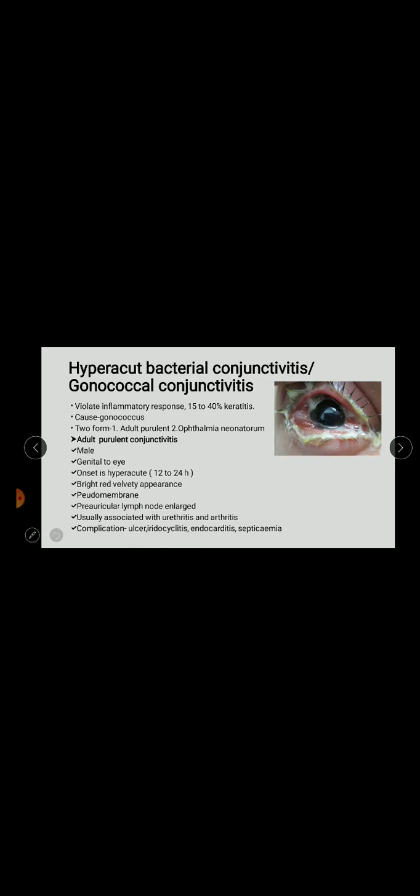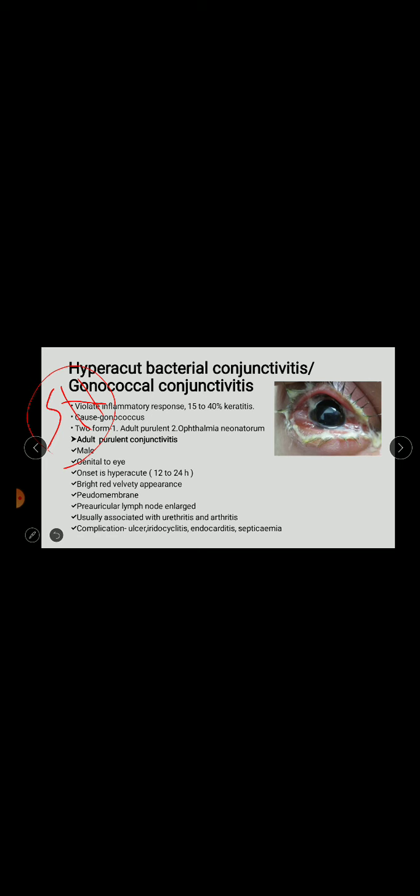The other topic is subacute conjunctivitis. You can get the short note on gonococcal conjunctivitis. It is a violent inflammatory response. In 15 to 40% of cases, there may be keratitis. The cause is the gonococcus. It can be present in two forms: in the adult as adult purulent conjunctivitis, and in the neonate as ophthalmia neonatorum. Adult purulent conjunctivitis commonly occurs in the male. It transmits from the genital to the eye.